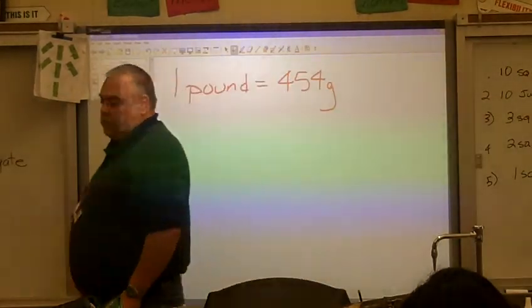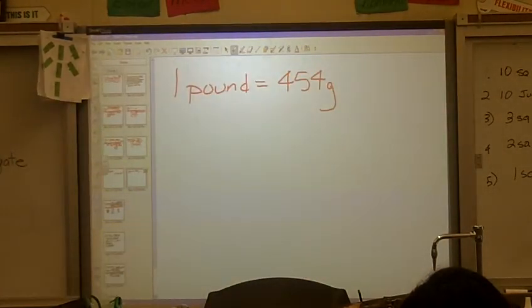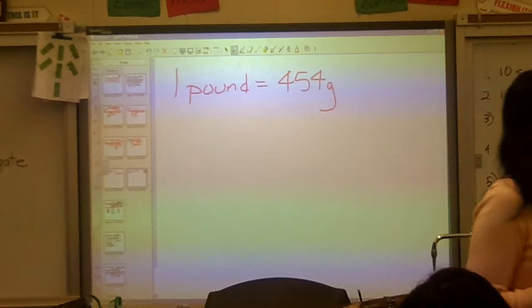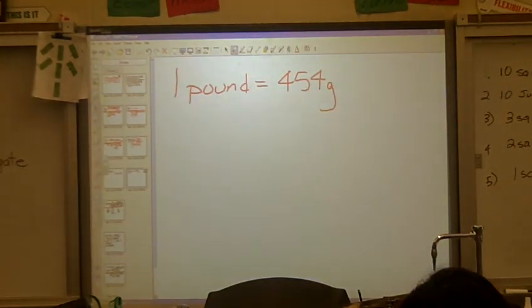Guys, there's your work. Do it. I'm going to go to the conversion thing on here. Yes. Let's use the conversion chart. Un momento, por favor.